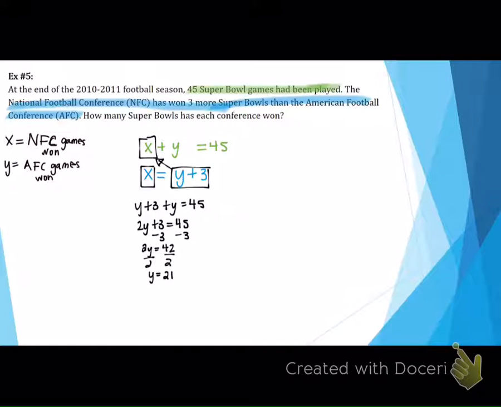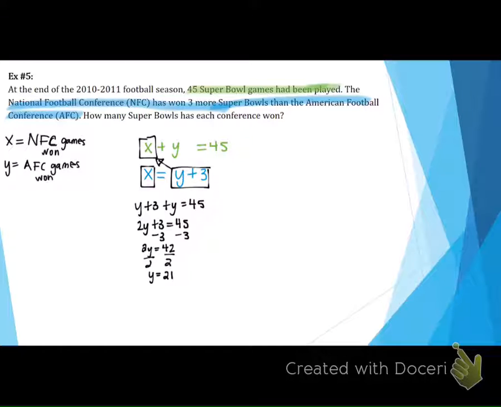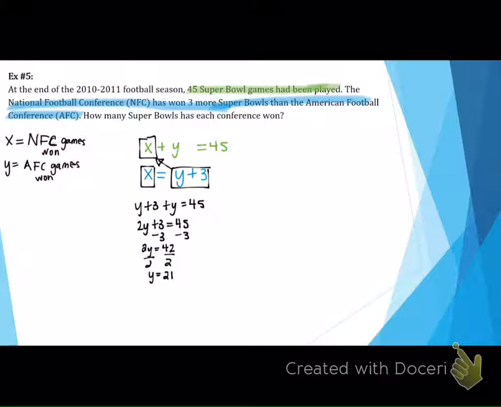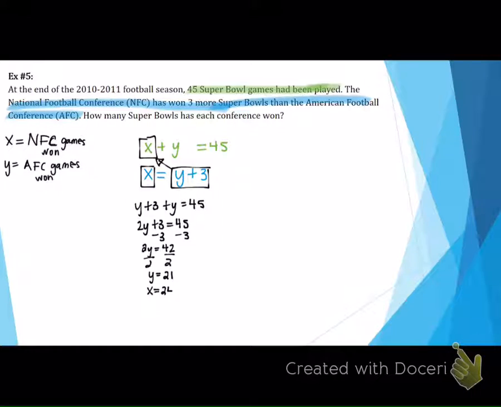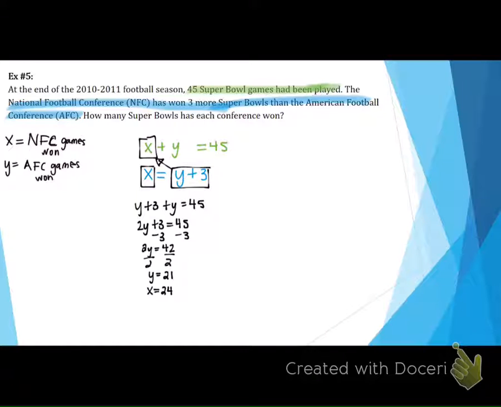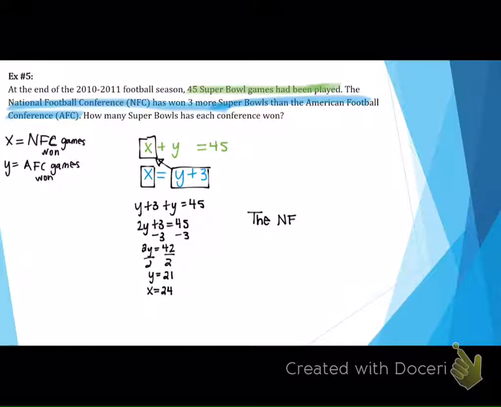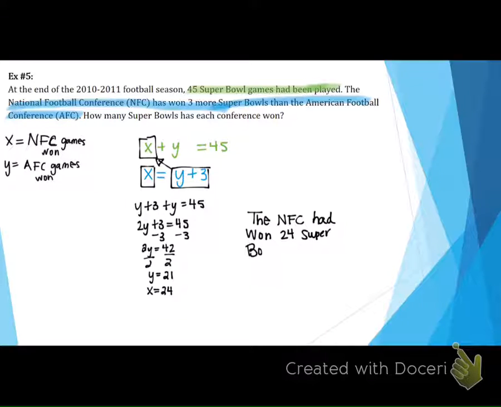So the AFC has won 21 games. How could we figure out what the NFC has won? Add 3, so x would be 24. Since it's a word problem, you have to write up your final answer as a sentence. So the NFC had won 24 Super Bowls, and the AFC 21.